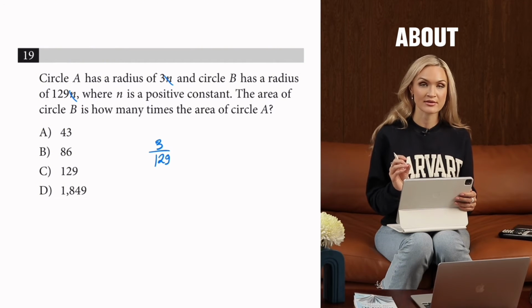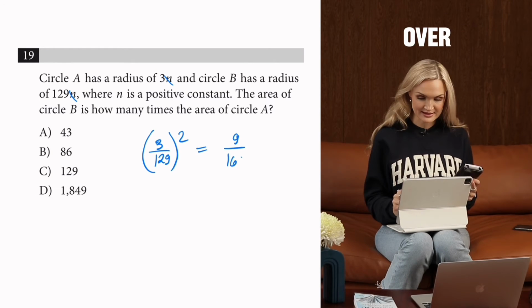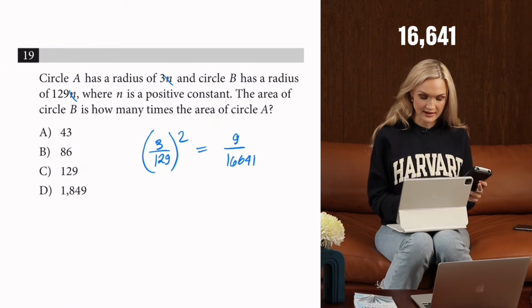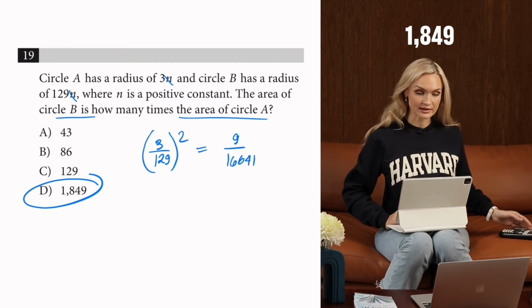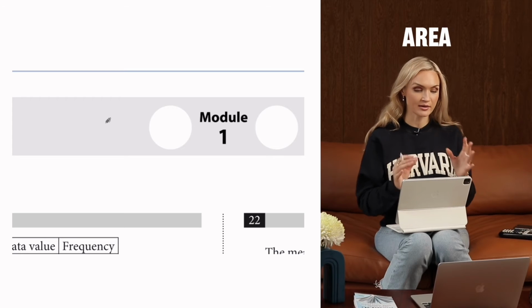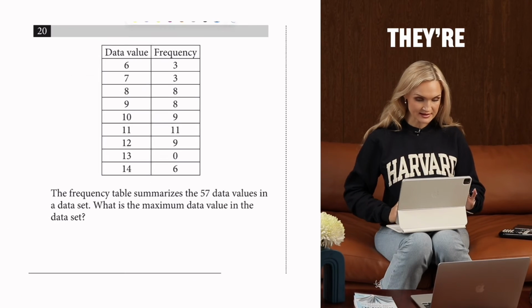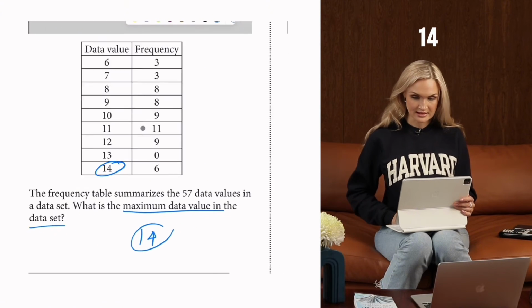Whenever we're talking about the ratio of their areas, we're going to have to square the ratio of the sides. So it's going to be 9 over 16,641. The area of circle B, how many times greater than the area of circle A? So we just need to divide this large number by 9, which is 1,849. Really big topic on the SAT. Whenever you have two similar shapes, what do you do with their area? What do you do with their volume? Question 20, they're simply asking you about the maximum data value in the set. So their data values, well, it looks like the maximum one is 14.